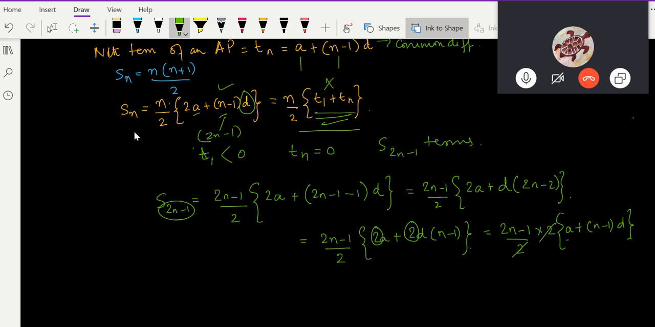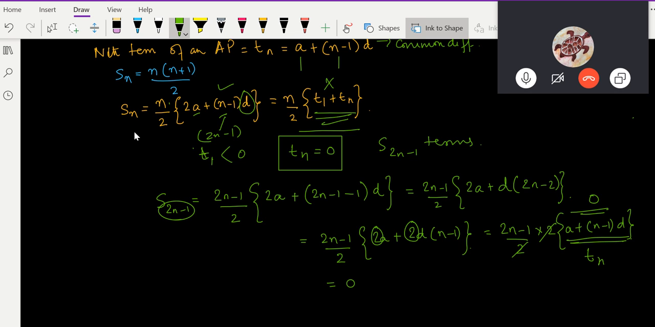What is a plus (n minus 1) into d? It is the nth term, Tn. What is Tn given as? 0. So this whole thing would be 0. So the answer would be 0. Got it?